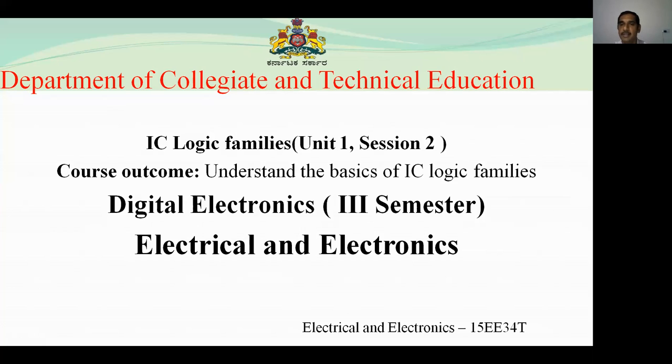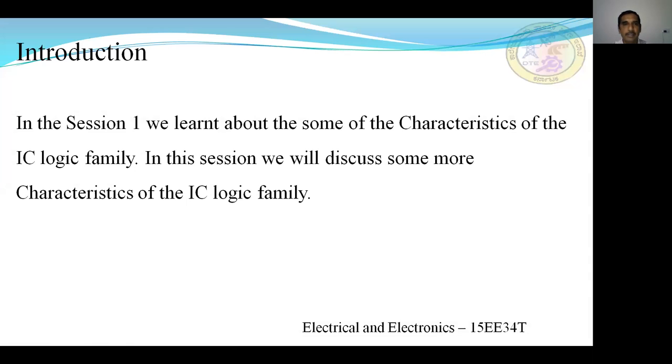So what is IC? What are the different families of IC? And what are the different families? The comparison of the families. So you will be able to understand all these and answer the questions. So that is the basic idea of the course outcome. Next, we'll move on to the next slide.